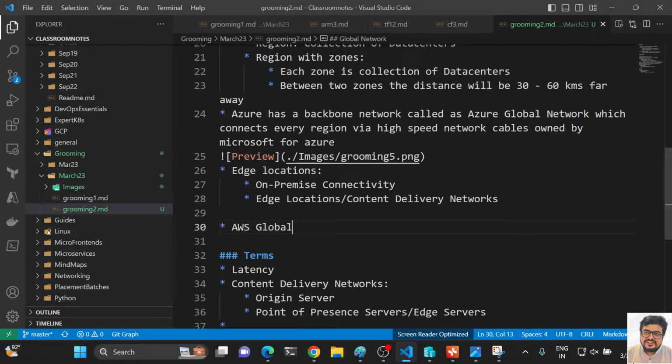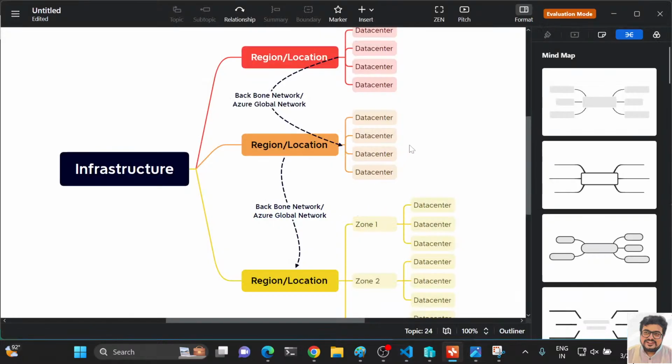AWS global infrastructure. Let us see what AWS tries to speak about.